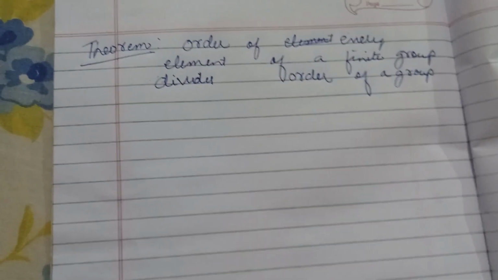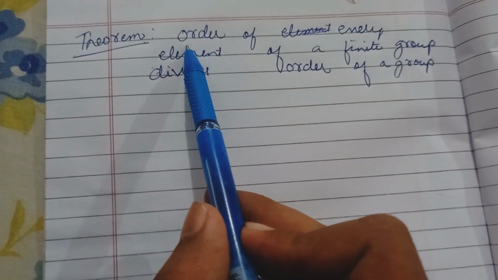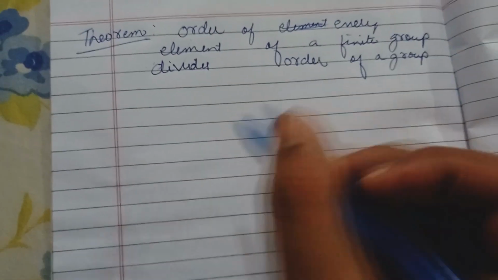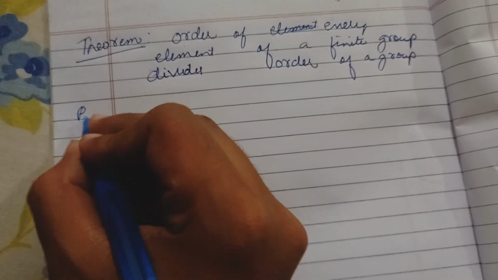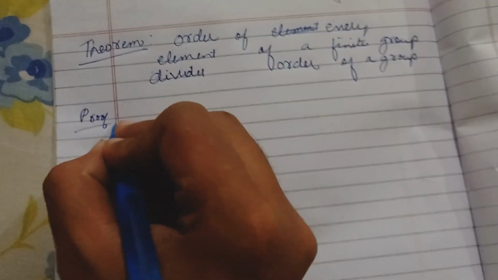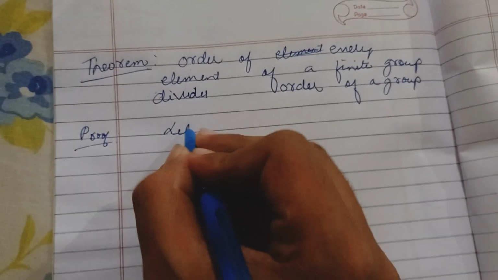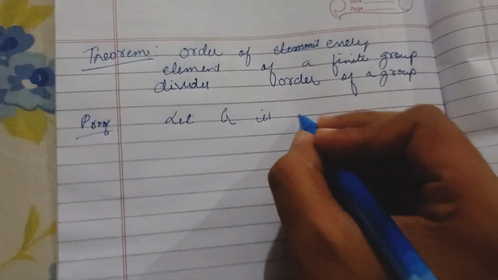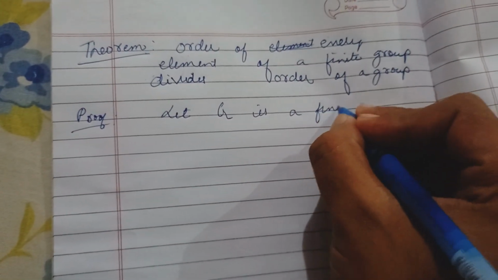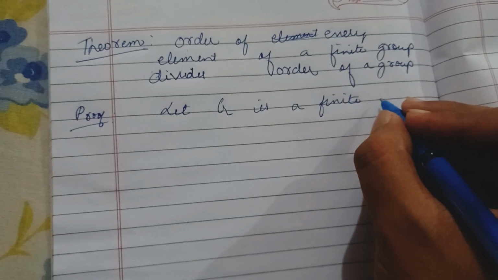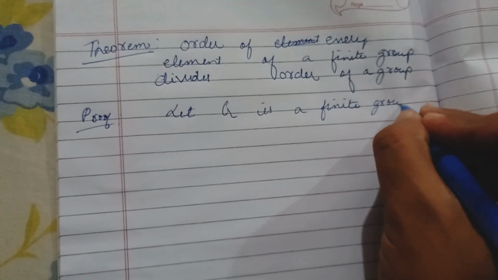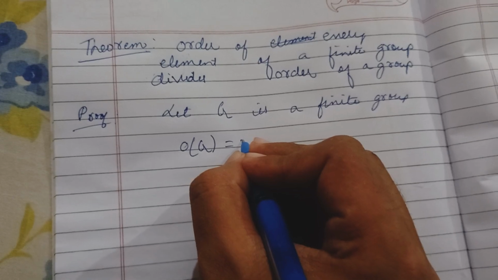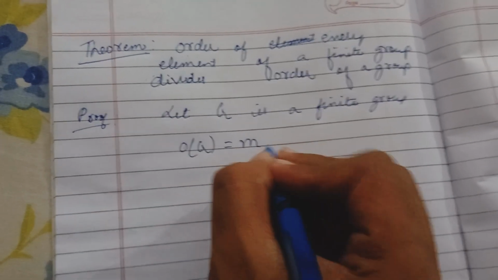Today in this video I'll be proving a theorem which is: the order of every element of a finite group divides the order of the group. So let's prove it. First, we are given that G is a finite group, and let's suppose the order of G is m.